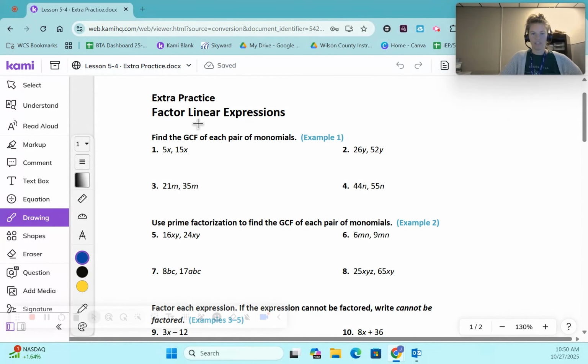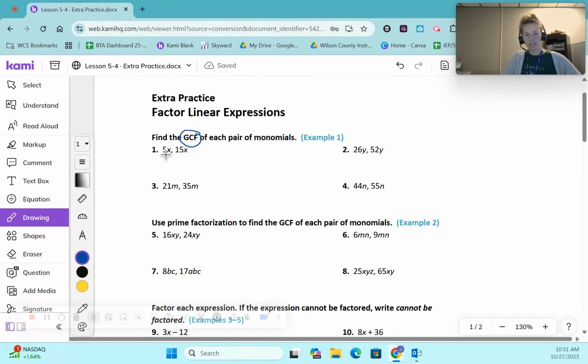We are factoring linear expressions today. Okay, in order to factor linear expressions, we need to find the GCF, or the greatest common factor. That is the largest number that goes into both terms, or both numbers that we are looking at.